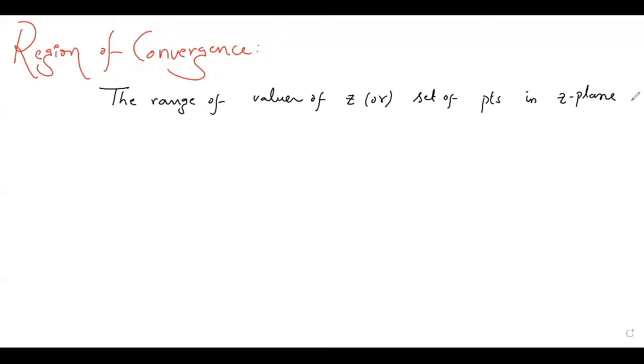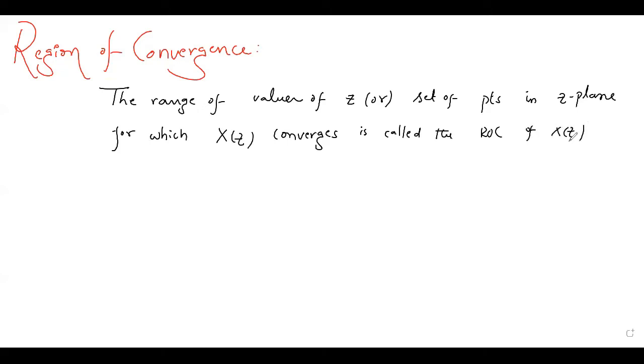for which x of Z converges, means finite quantity, is called the ROC, region of convergence of x of Z. For what values of Z, the set of points in Z plane, for which that summation formula x of n into Z power minus n is convergent, is finite, is known as region of convergence. That is the definition of ROC.